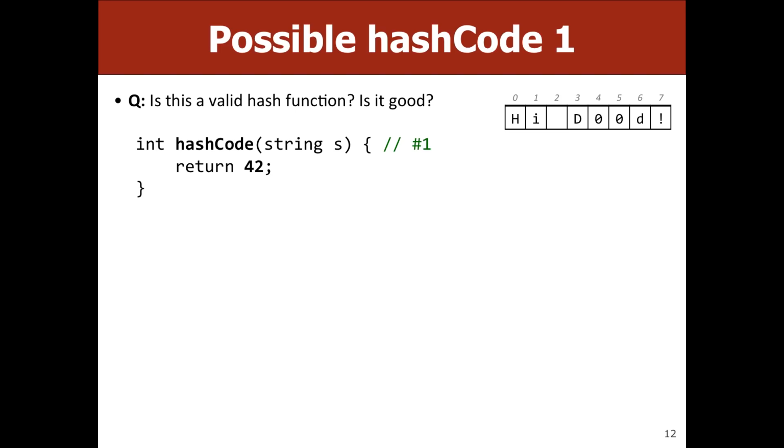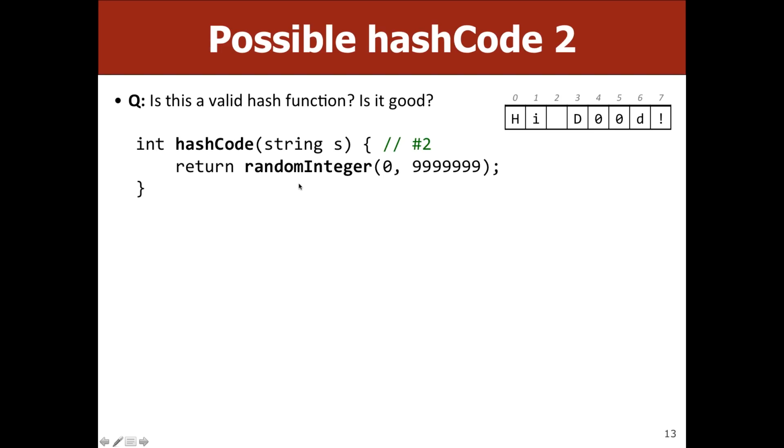Okay, so it is valid because when you put in the same string, you're going to get out the same number, because every string gives you the number 42. Right, so it is valid because you will be looking in the correct bucket. However, is this a good hash function? How many people think yes? How many people think no? Yeah, this will be the linked list example. So this is a really hard way to implement a linked list, right? Yeah, so this one would be valid but not good.